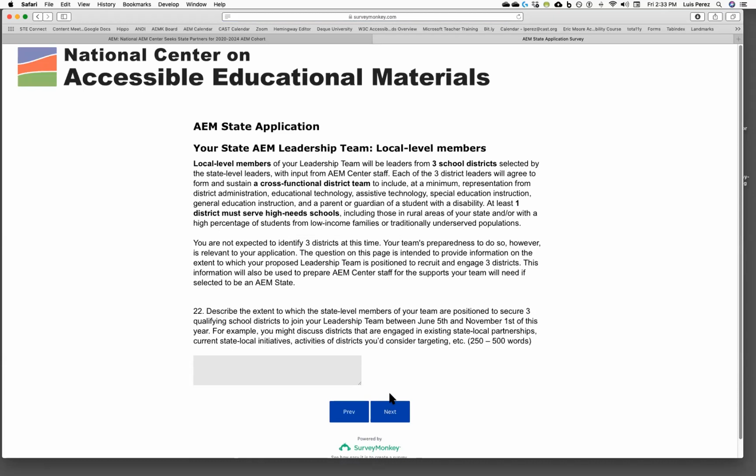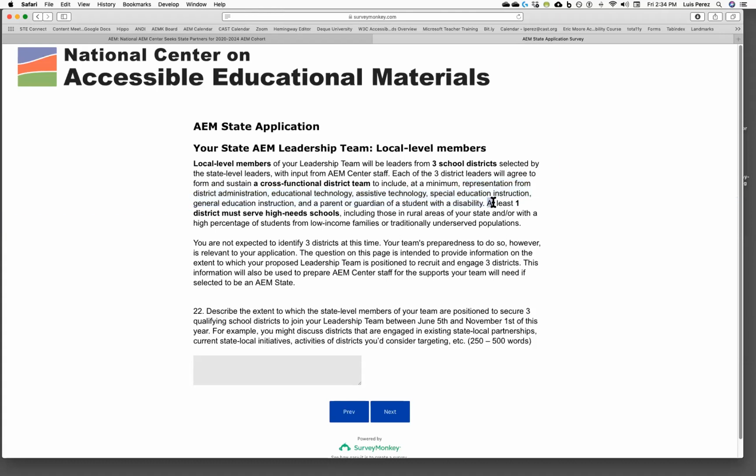I'll go ahead and scroll down all the way to the bottom. Go to the next page. And now here, Cynthia mentioned earlier, each state is going to recruit 3 school districts. And so it provides, again, some information about who should be on the school district teams. Each of the 3 school district leaders will agree to form and sustain a cross-functional district team. And so again, here, you need to have representation from administration, ed tech, assistive tech, special education, general education, and a parent or guardian of a student with a disability. So the goal here is to be as diverse as possible, to encourage collaboration and coordination so that things are not happening in isolation, but there is coherent work happening at the state level.